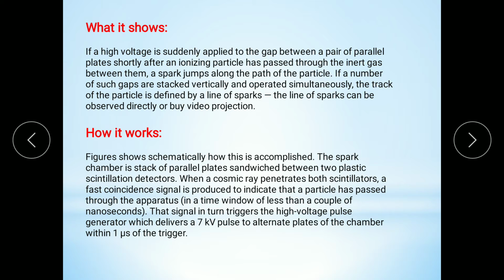That signal in turn triggers the high voltage pulse generator, which delivers a 7 kV pulse to alternate plates of the chamber within 1 microsecond of the trigger.